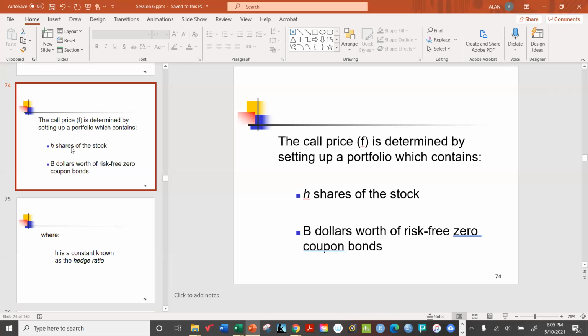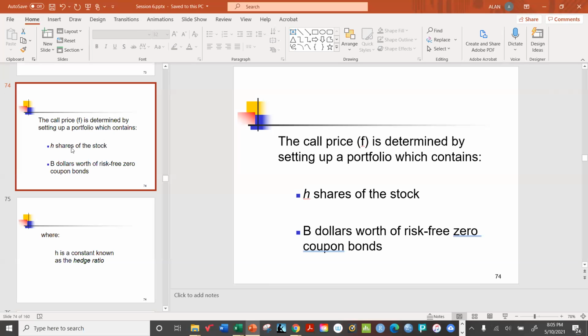Otherwise, there'd be an arbitrage. Now we saw a lot of that last week, where when we have two portfolios with the same cash flows, they have to sell for the same price today. Otherwise, there will be an arbitrage. So here, instead of having two portfolios, we have one portfolio, which you can see here is H shares of the stock and B dollars worth of the bonds. And then we're comparing that with the call option. The challenge is to make sure that the portfolio always has the same cash flows as the option.